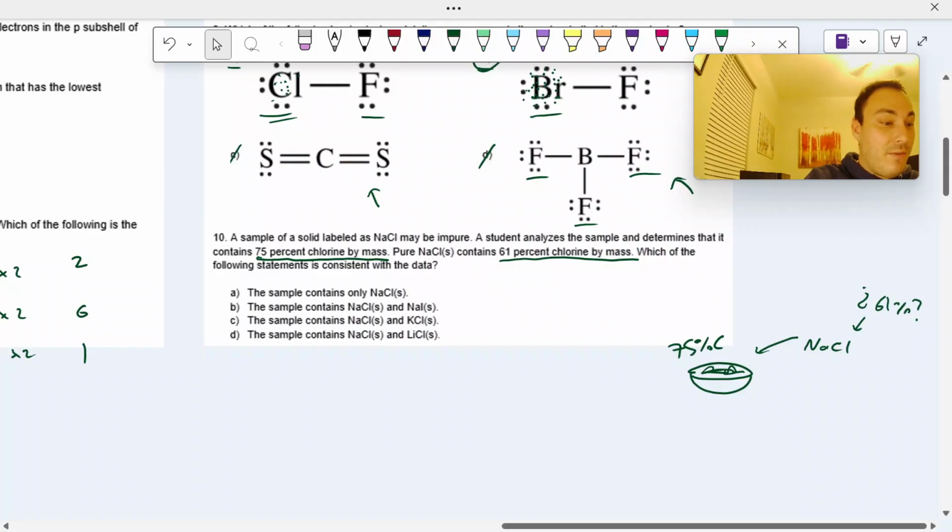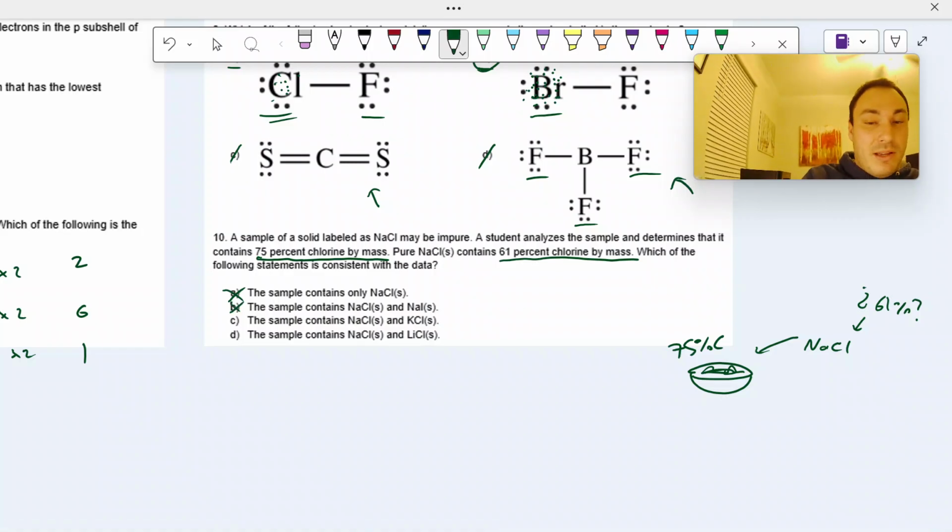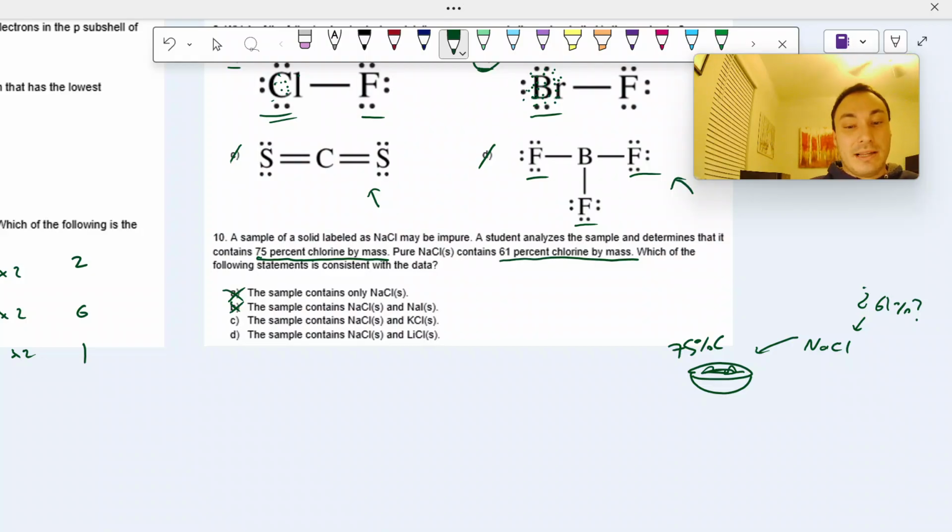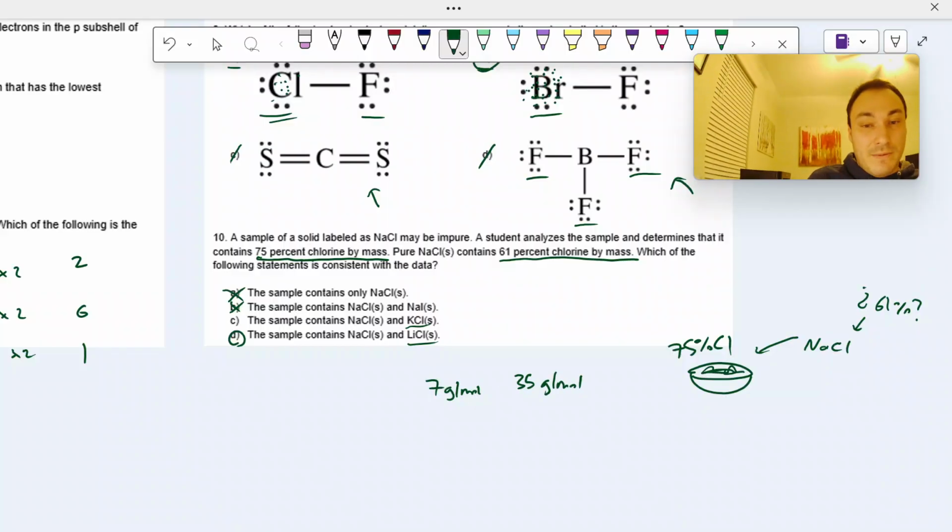So what is it? First of all, it's not pure NaCl, because the mass percents would need to match. It's also not NaI, because NaI would be driving the percent mass of chlorine down. There is no chlorine in NaI, so if we add NaI, we're diluting the chlorine. It's either KCl or LiCl. And without even doing the math, I know it's going to be LiCl. Lithium is like 7 grams per mole. Chlorine is like 35 grams per mole. Lithium has a very high mass percent of chlorine. It's 35 to 7.